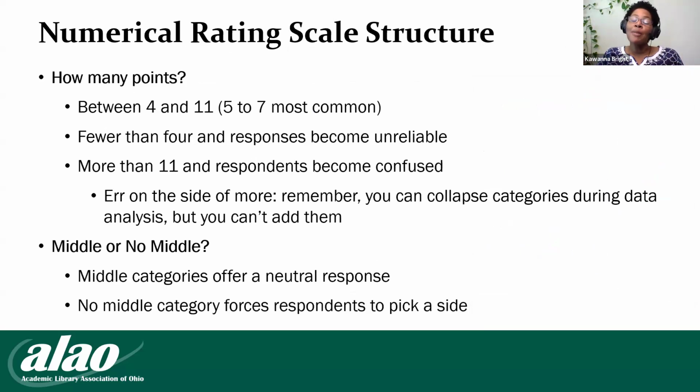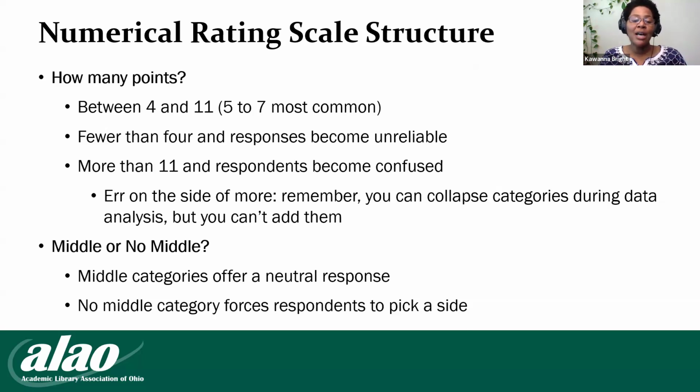The other question people ask is how many points should I have? Between 4 and 11 is what you will typically see. 5 and 7, though, are most common. Most of you have probably completed surveys that either had 5 or 7 options for you. You don't usually want fewer than 4 because then your responses are unreliable. People don't have enough room to spread out. But you don't want more than 11 because then people are just confused. Because at that point, where do I put myself? I could be anywhere. You do want to err on the side of more, though, because you can always collapse your categories during data analysis, but you can never add a category after data has been collected.